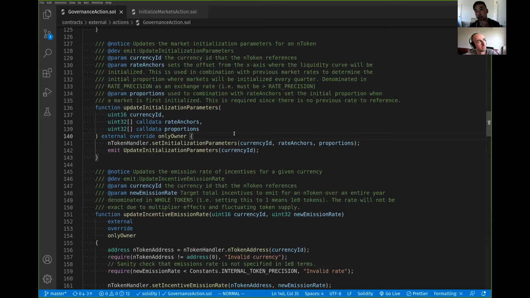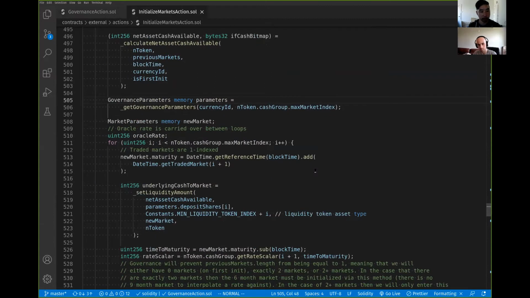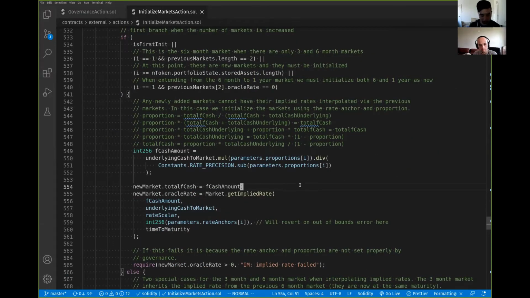Right. Is it super necessary for them to know what rate anchors are? You know what I mean? Why don't I just mention this here? I'll just give a quick highlight. So the rate anchor is actually only used in this branch here, right? I'm pretty sure.